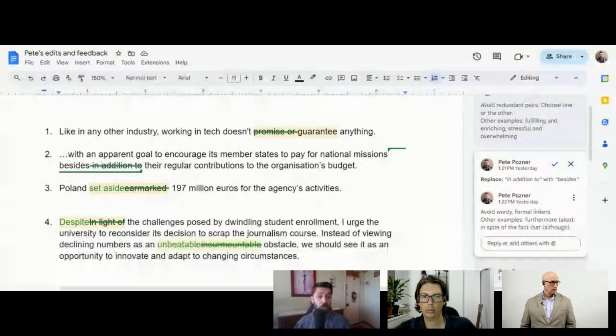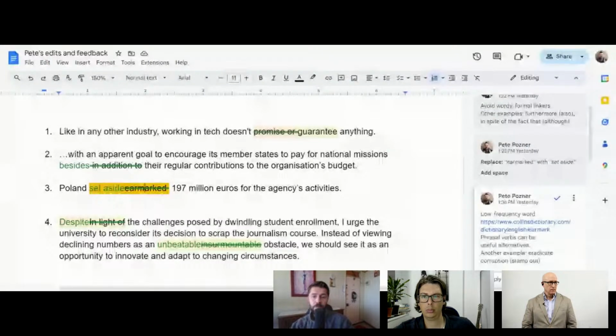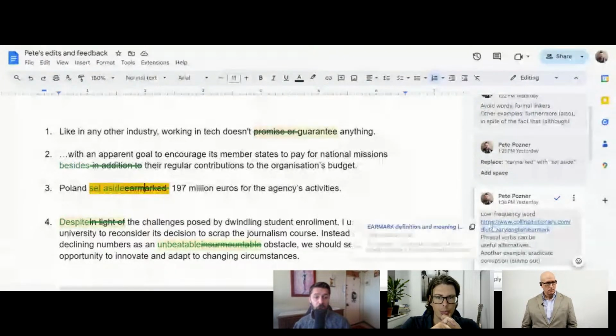Here, this client, she wrote, Poland earmarked 197 million euros the agency's activities. Okay, so earmarked, this is a low frequency word. In fact, one tip here is that you can check words in online dictionaries to see if they are marked as formal or marked as low frequency. For example, the Collins dictionary. If I just click on this, maybe I can.